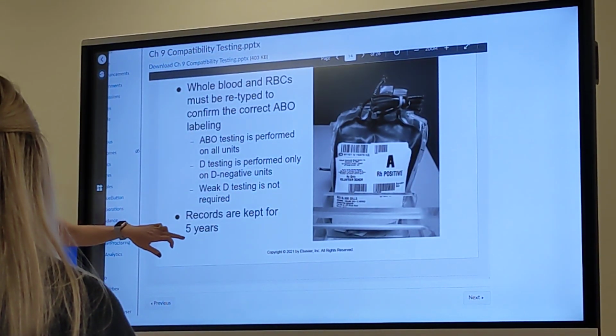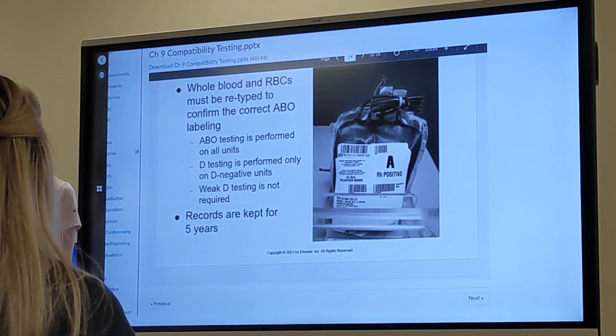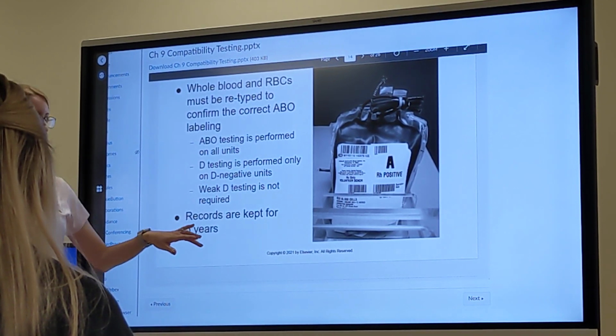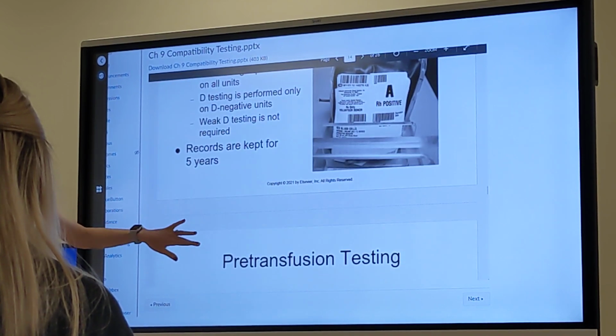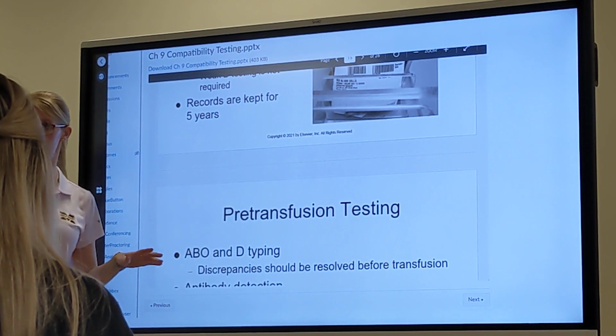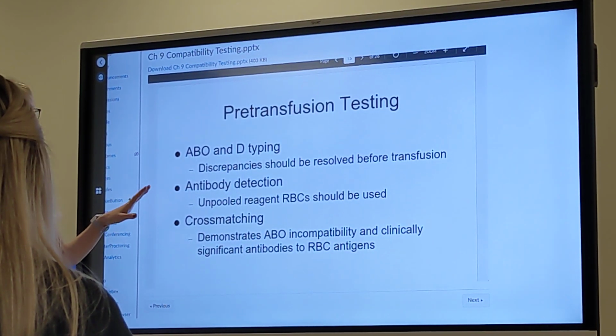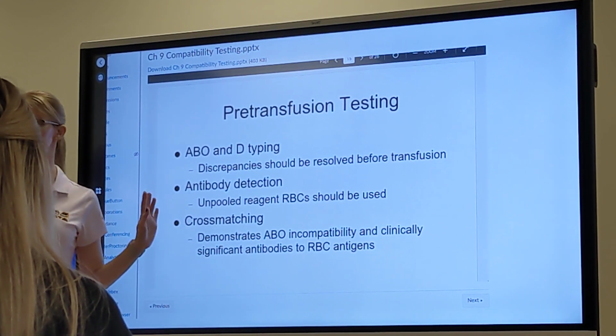So it says records are kept for 5 years. There are different things that have to be kept for different lengths of time. Your antibody workups, I am pretty sure they have to be kept indefinitely. So the supervisor is gonna keep up with what you have to keep and what you don't. And it all goes to this off-site storage that nobody knows where.